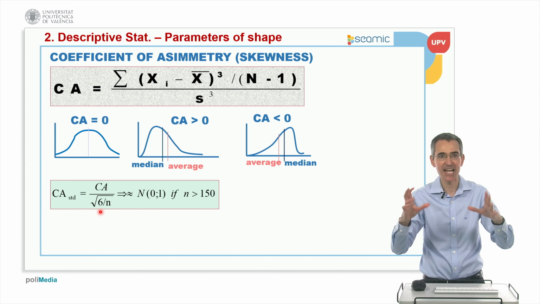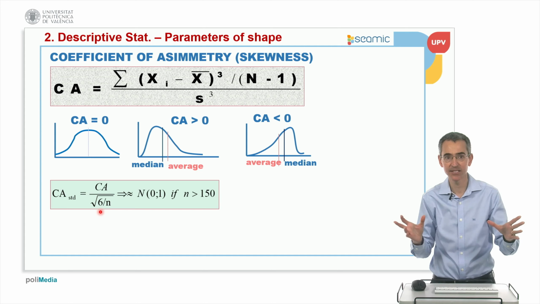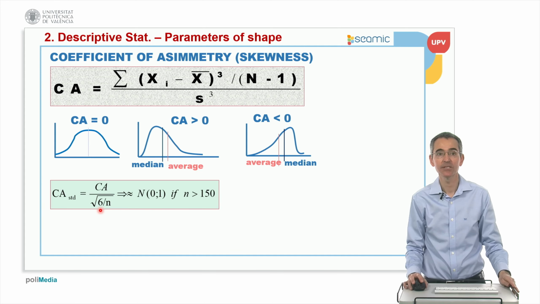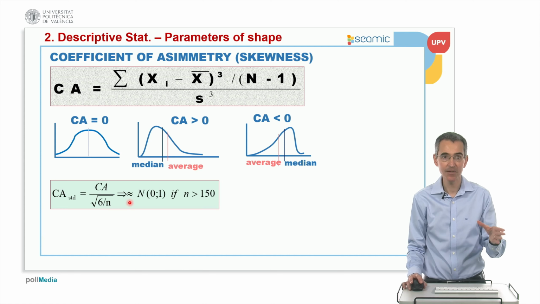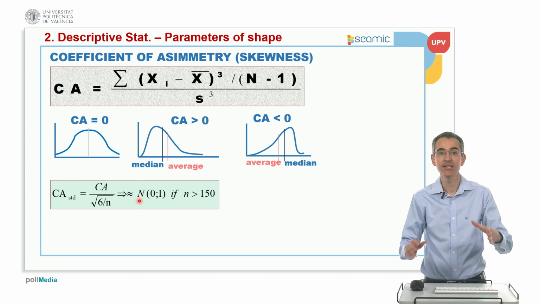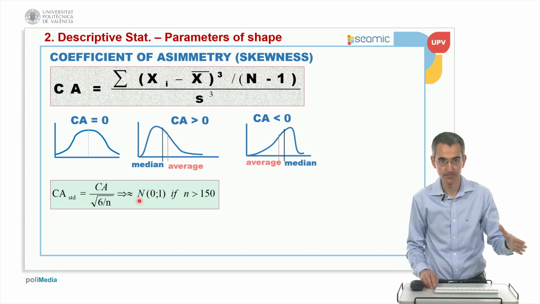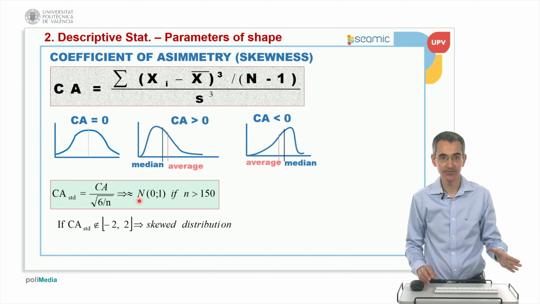So this is like a slight correction that we apply to this coefficient. But it is an advantage, because if we apply this formula, it follows a normal distribution with an average of 0 and a standard deviation of 1, okay? It happens when the number of values is more or less higher than 150. And remember that in those cases, the usual range of values is between -2 and 2, okay?